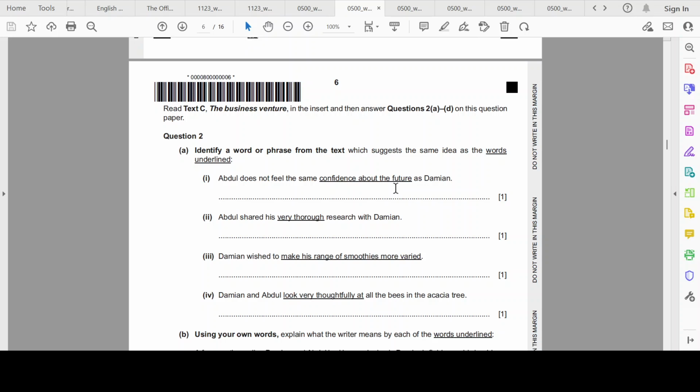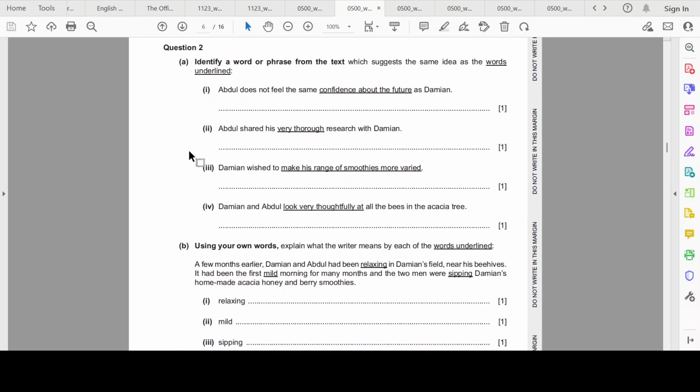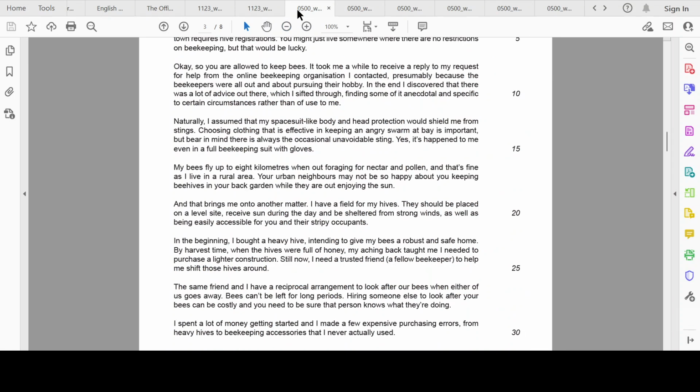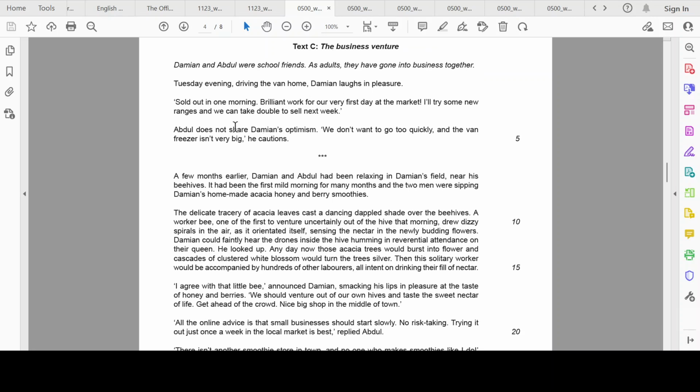Then we've got questions from text C. You can still attempt these. Why? Because it's going to help you with your vocabulary. They're asking you to identify a word or phrase from the text which suggests the same ideas as the ones underlined. So confidence about the future is not something that is given in the text, but they're asking you to go to text C and find something written over here that has the same meaning.